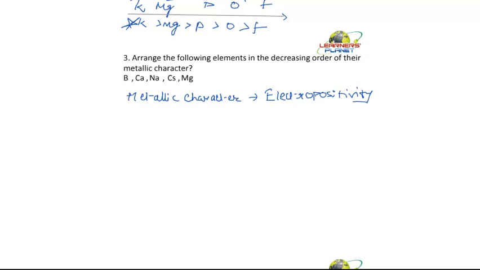Right? Or the tendency to form positive ions. Now what happens to the electropositivity down the group? Say down the group, what is happening? Electropositivity increases.